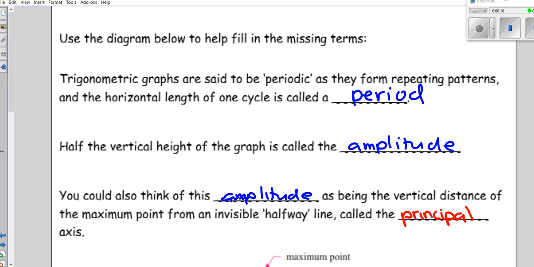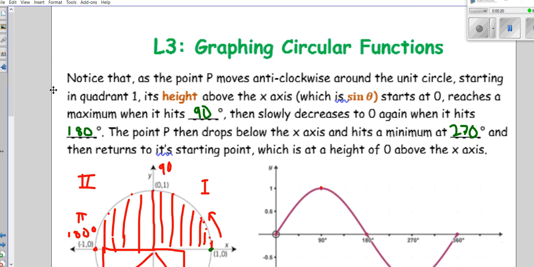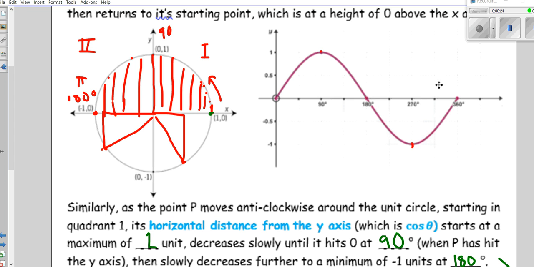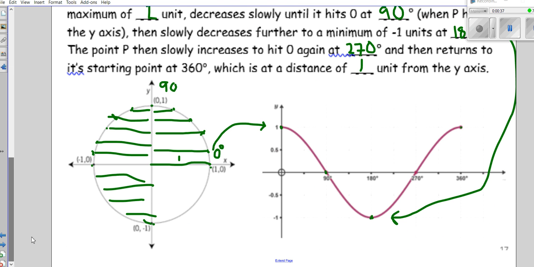So yesterday we did sine graphs and cos graphs. Sine graphs, remember, start at 0 and go up and down, because it's all about the height of the point P as it spins around the unit circle. And then the cos is the horizontal distance of point P from the origin. So that's why it starts at 1, hits 0, hits -1, hits 0 again, and then goes back up to 1.